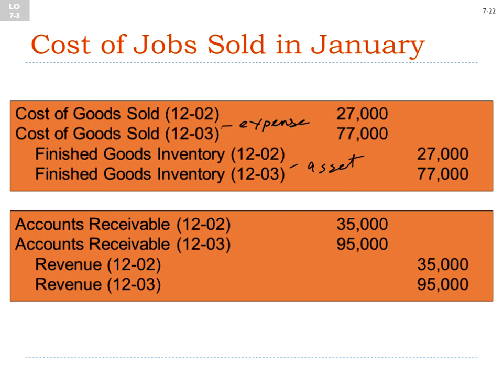All right. Now the second entry is to record the sale of the items, and the sales were made on account, which means that we're going to debit accounts receivable for the sales amounts, and then we're going to credit revenue for the sales amounts. So accounts receivable is going to be an asset account, and revenue is a revenue account.